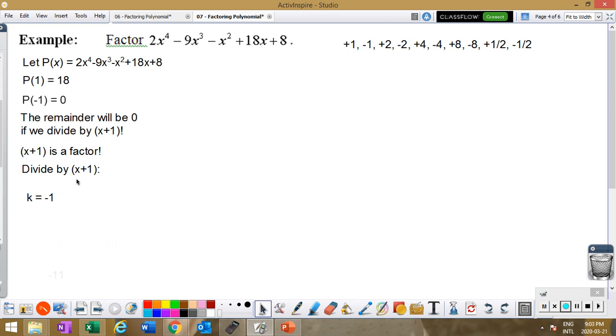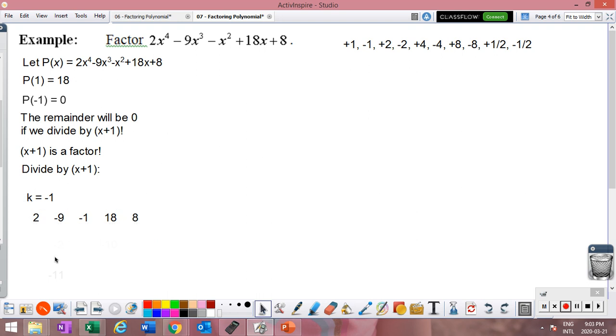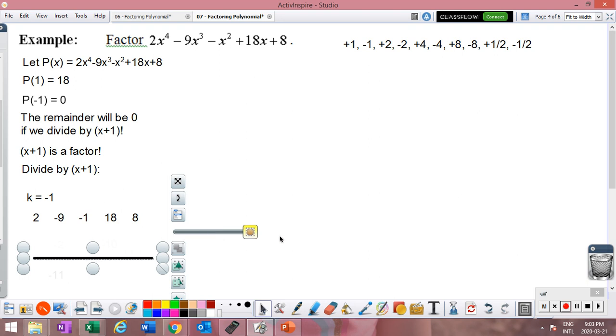So if I'm doing synthetic division, if I'm dividing by x plus 1, my k value goes back to negative 1. I write down all those coefficients: 2, negative 9, negative 1, 18, and 8. And get that straight line down here. Let's find it. I got it here somewhere. Oh, there it is. Draw a straight line in there, and then you bring the first coefficient down.